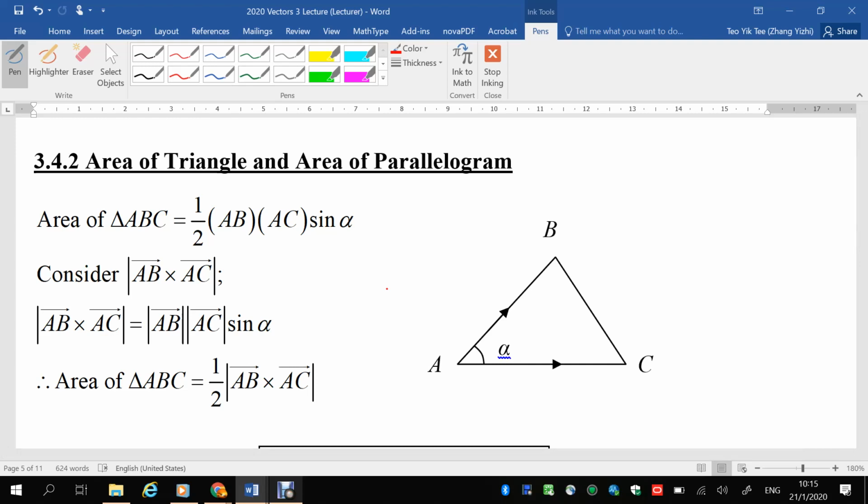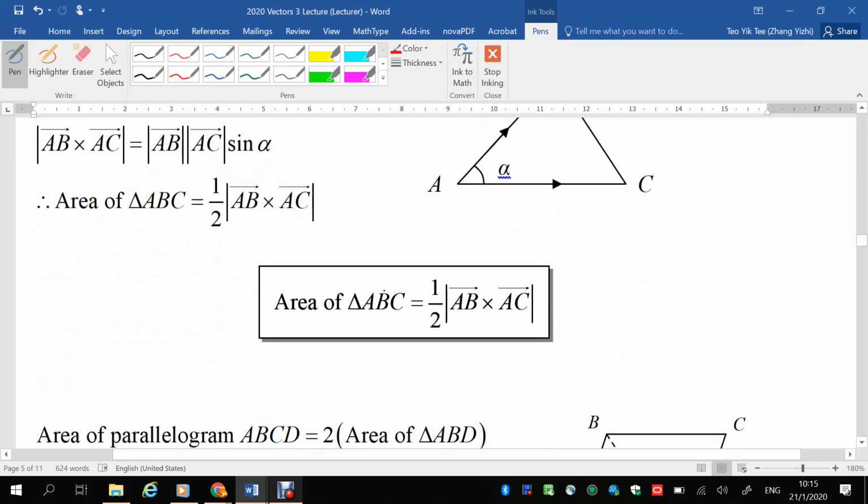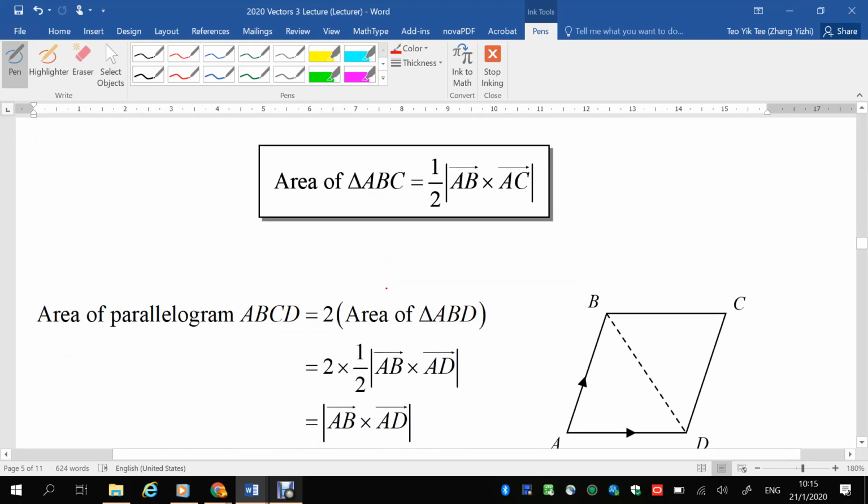And then, what's the relationship between a triangle and a parallelogram? A parallelogram is 2 times the same triangle, right? So the area of a parallelogram is AB cross AC long. Finish. In this question they say AB cross AD. So far so good?